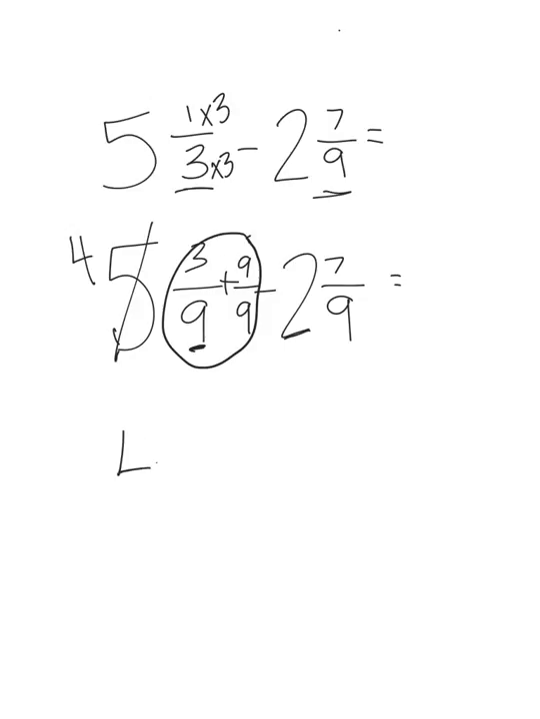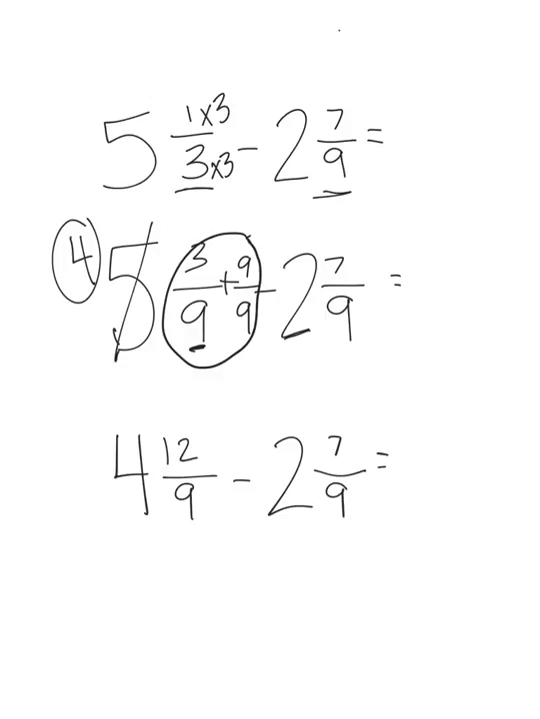Okay, so now let's rewrite it. I now have 4. Because remember, I borrowed, so that becomes a 4. And let's go ahead and add 3/9 plus 9/9. Well, 3 plus 9 is 12, and my denominator stays the same. So again, it's always going to become a mixed number where my fraction is an improper fraction. Okay. So let's rewrite it. 4 12/9 minus 2 7/9. And I know that I can go ahead and subtract this because my denominators remain the same, because that's the first step that we did.